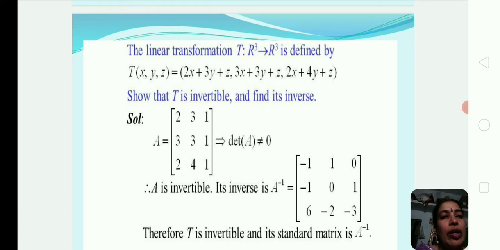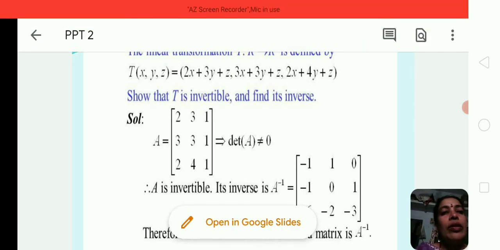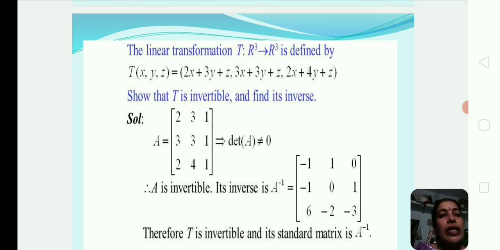The linear transformation T from R3 to R3 is defined by T(x, y, z) = (2x + 3y + z, 3x + 3y + z, 2x + 4y + z). Show that T is invertible and find its inverse. Now you have to take the matrix A, the x coefficient, y coefficient, and at the same time the coefficient of z.